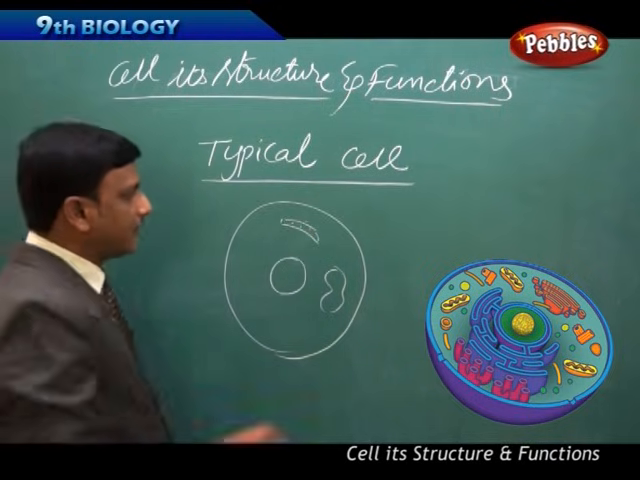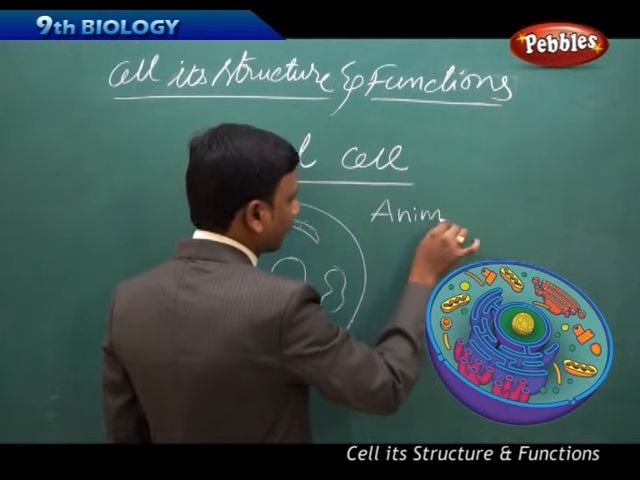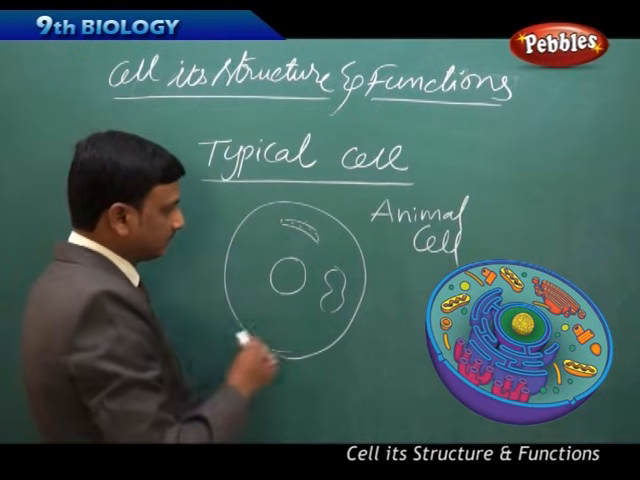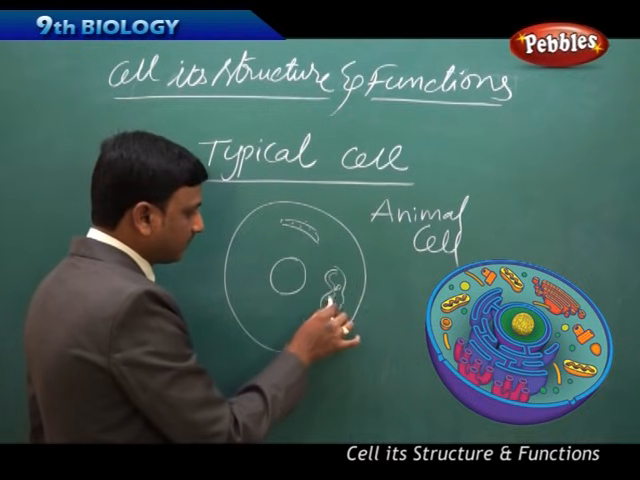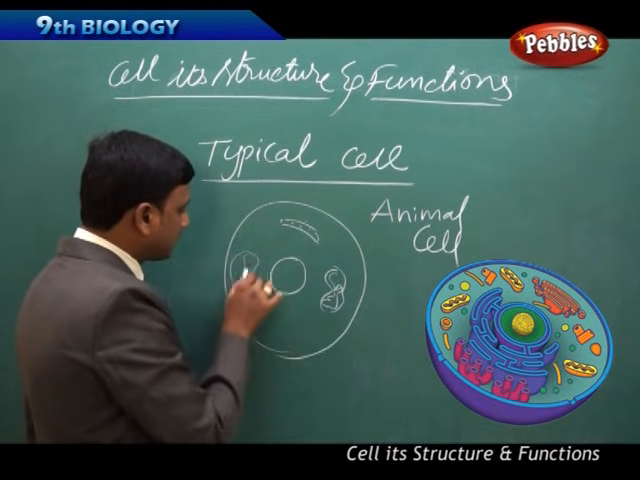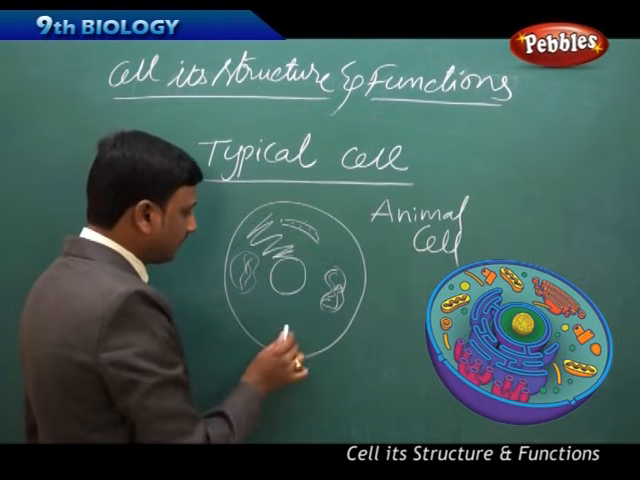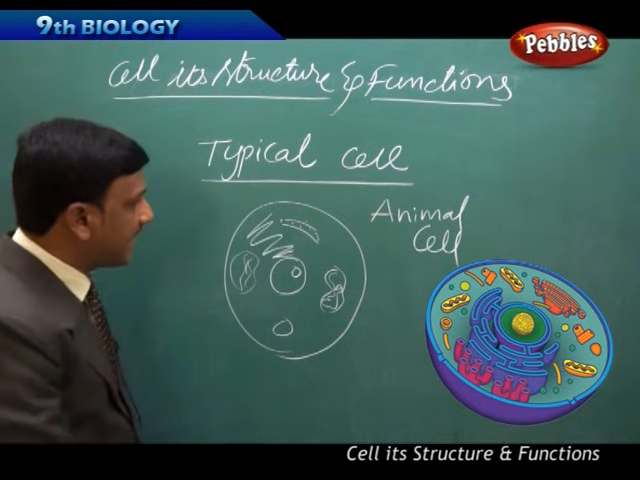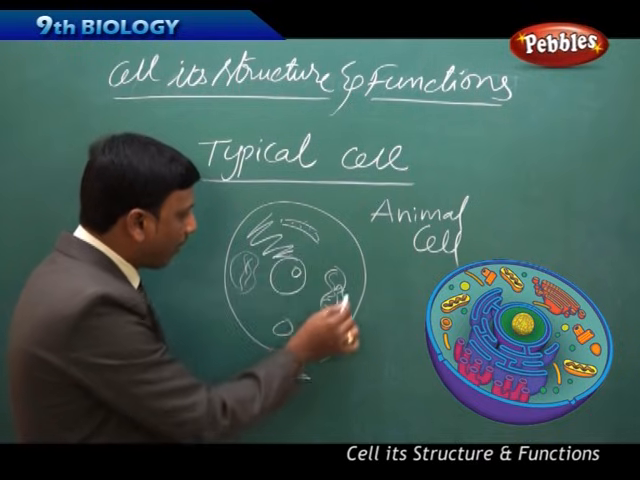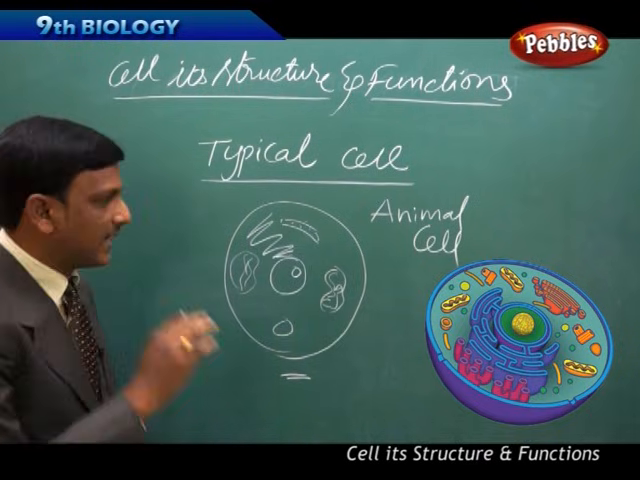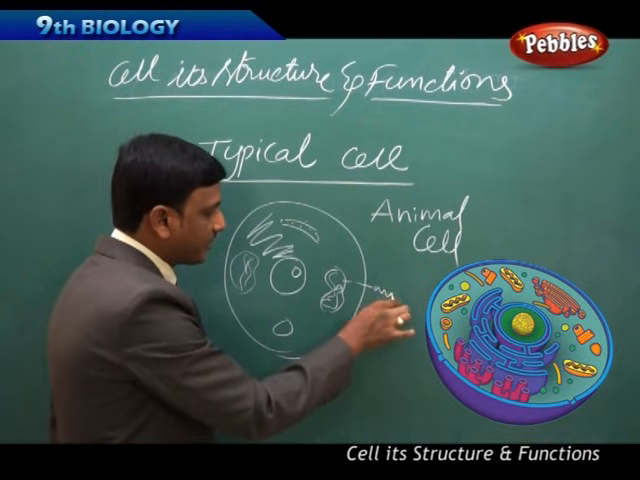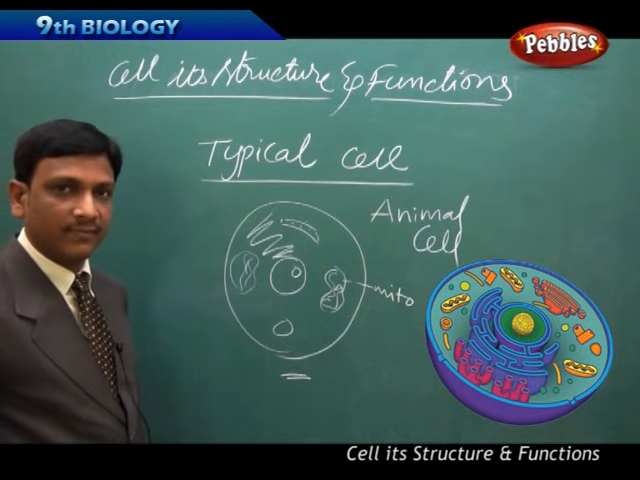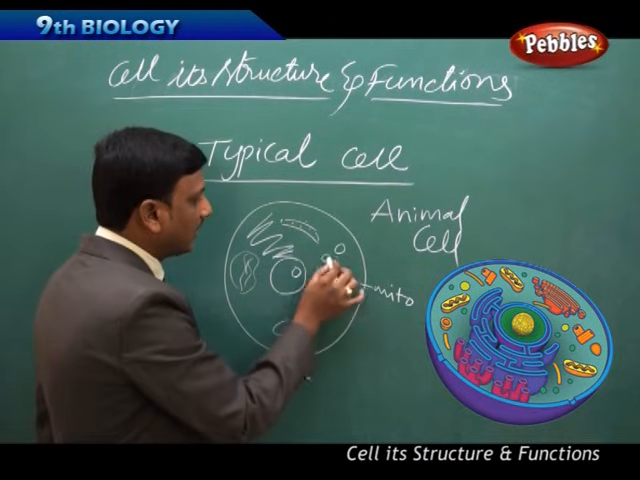Say for example, if you take an animal cell, animal cells have different parts like nucleus and mitochondria and Golgi bodies, endoplasmic reticulum, vacuoles, nucleolus, and so on. So every animal cell does not have all the cell organelles. Some animal cells have more mitochondria and they may or may not have a Golgi body. They may or may not have a vesicle.